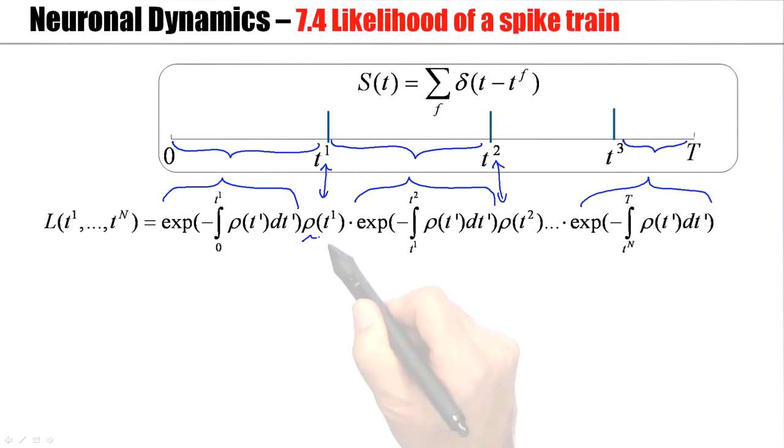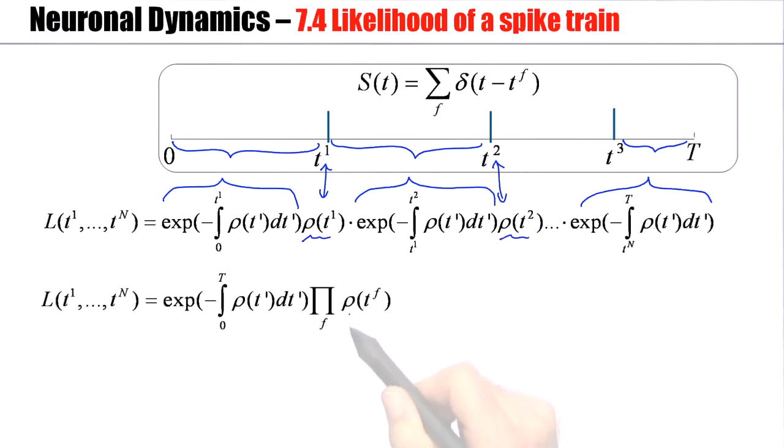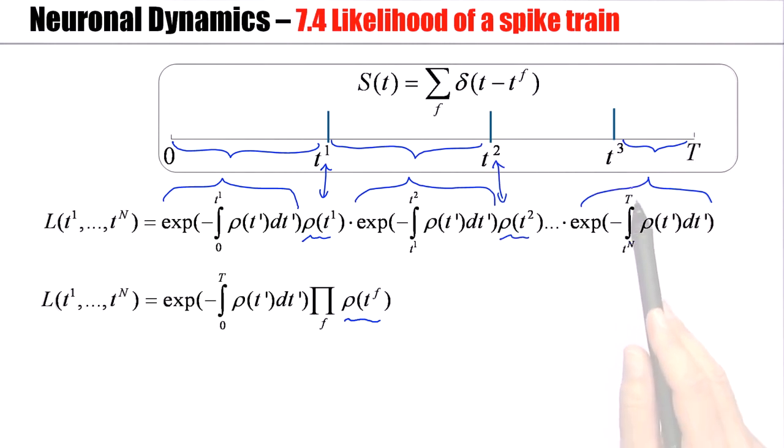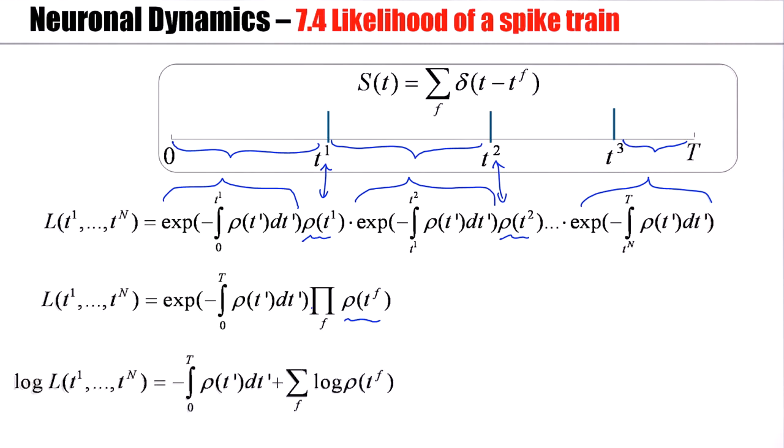We can collect all these different firing times, and they appear up here as a product. And we can collect the integrals in the exponent. It first runs from 0 to t1, then from t1 to t2, then from t2 to t3, and then from t3 to capital T. Well, all this gives one single integral. And as we have seen, sometimes we consider the logarithm instead of the likelihood itself. Now, this formalism works for arbitrary stochastic point processes that are characterized by this instantaneous intensity or instantaneous firing rate or hazard of firing.